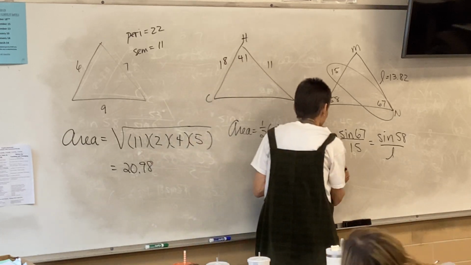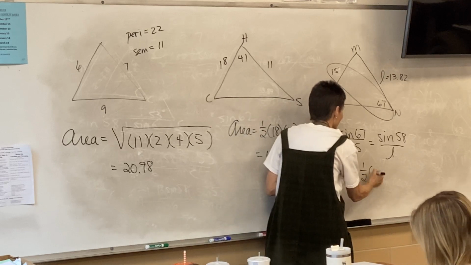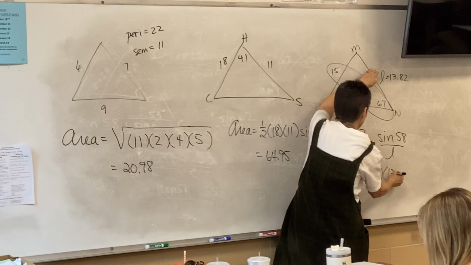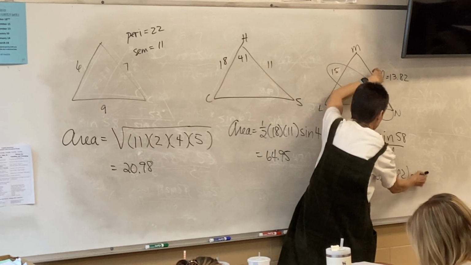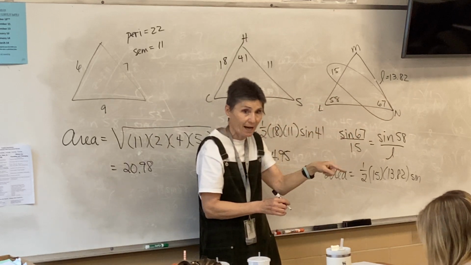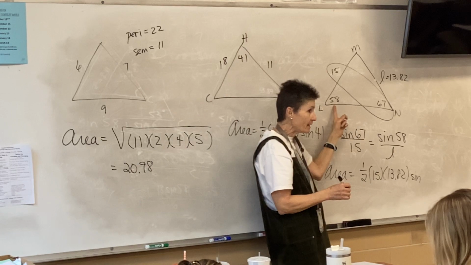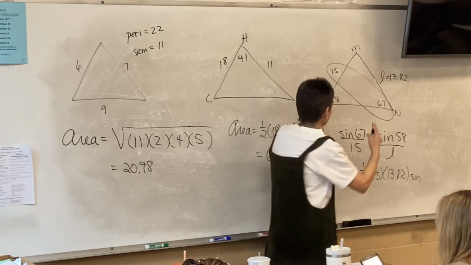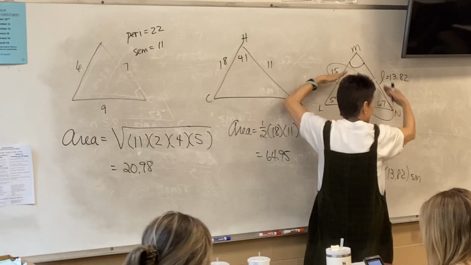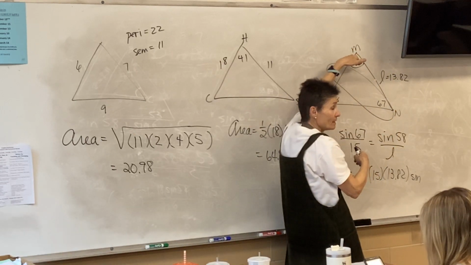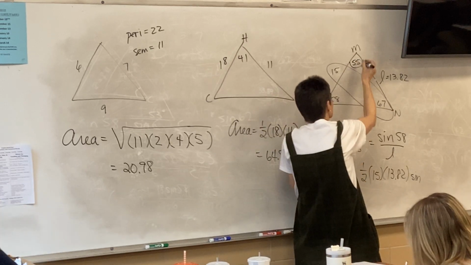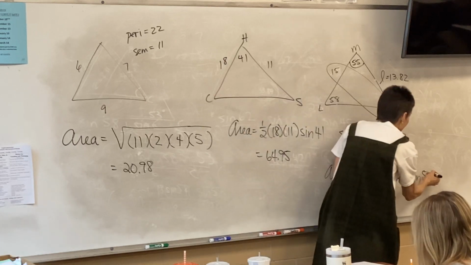Now I have two sides. So my area will be 1/2, 15, times 13.82, times the sine of the angle between those two sides. You can't use 58 and you can't use 67. You have to use the angle that's between the two sides. Got it, people? So I need to find that angle. What's that angle? 55. Got it by subtracting. And that will be the area.